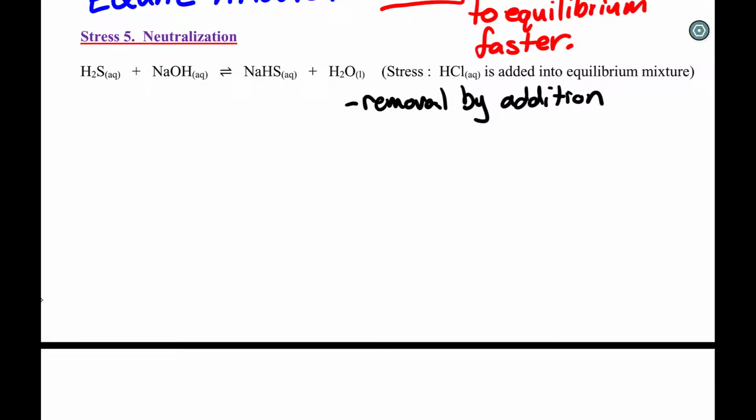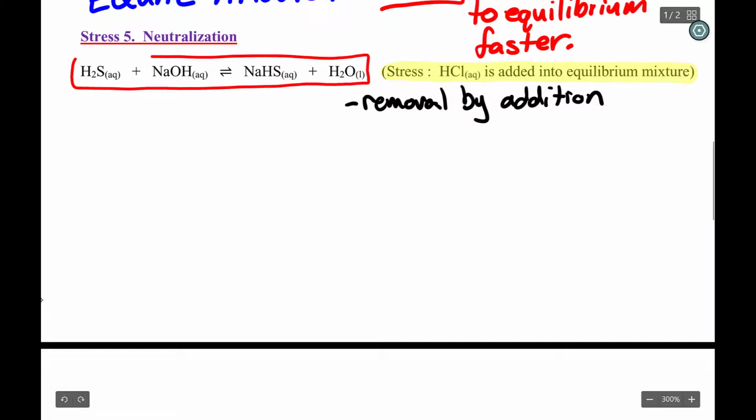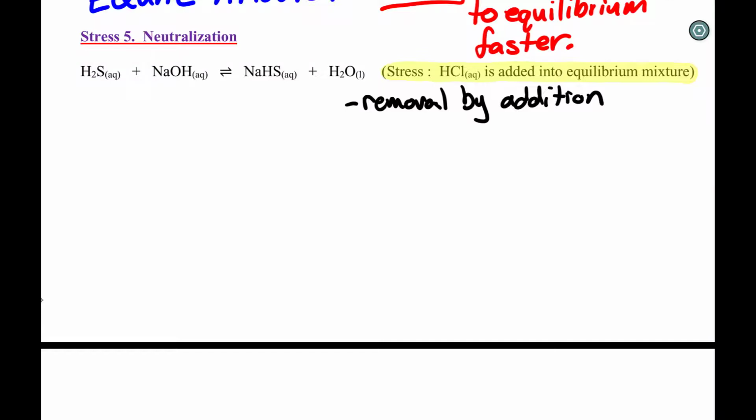So the stress says we're going to add hydrochloric acid into the equilibrium mixture. So the normal thing to do would be just to look at the chemical reaction and look for HCl, and then I would increase that concentration and it would cause a shift. But this is not HCl. This is not HCl. And I don't care about the water because it's liquid. It's not part of the homogeneous mixture of aqueous, aqueous, aqueous.